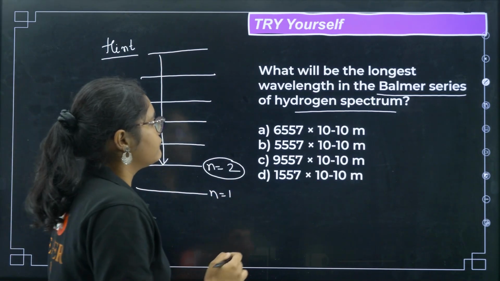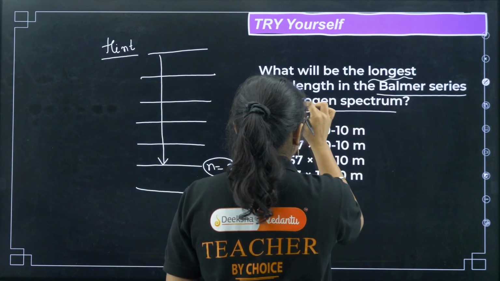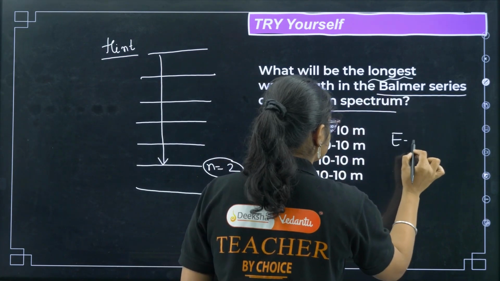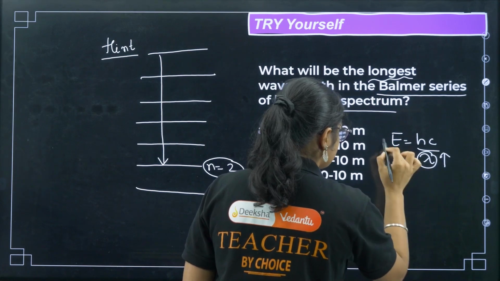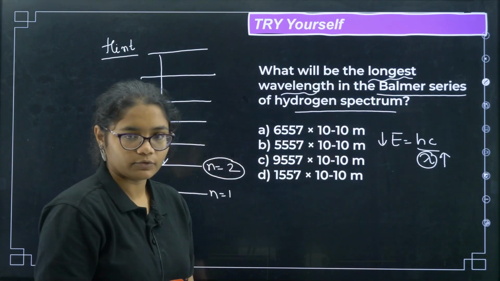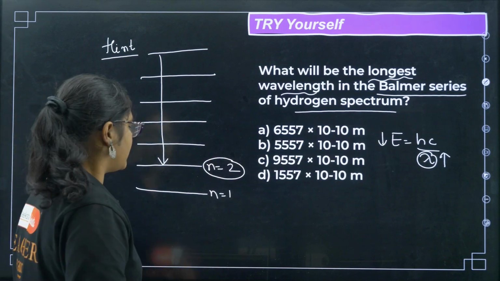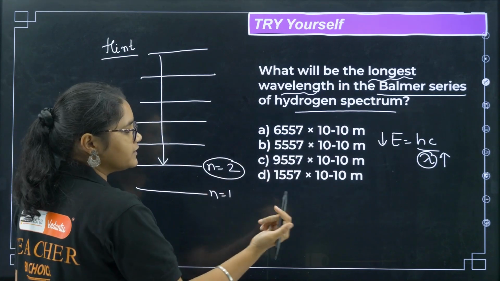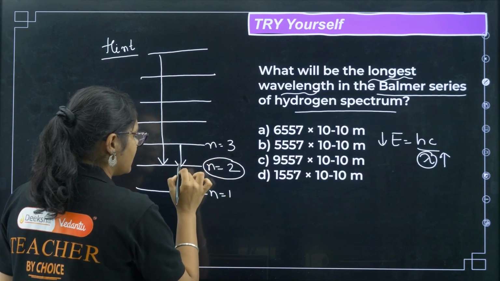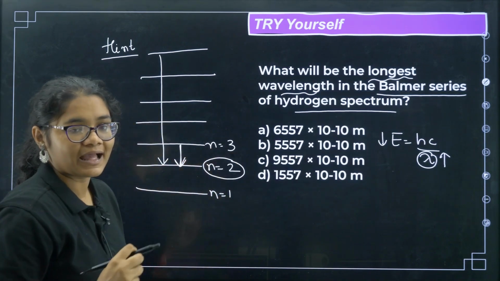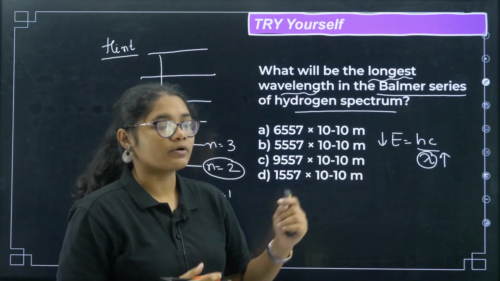Now it is asking for the longest wavelength. Energy formula is hc by lambda. If the wavelength should be longest, then the energy should be very small, inversely proportional. Then which transition will have the least energy? The transition from n equal to 3 to n equal to 2. This transition will have the least energy and longest wavelength.